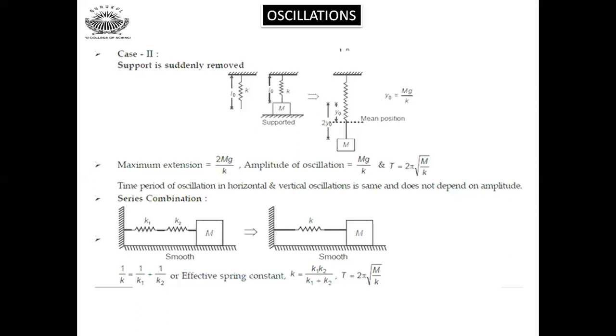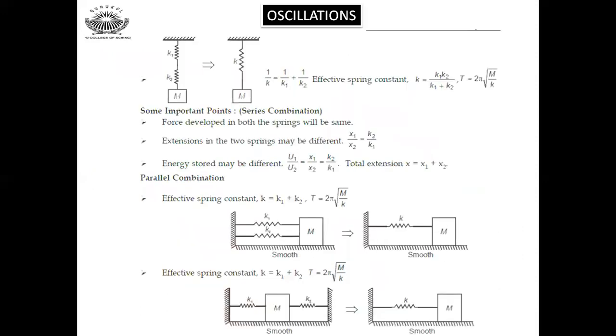So we can substitute the value of k effective there and we can calculate it. Now, this is another series combination, with the same equations. This one is connected in a vertical way, whereas previously it was connected in a horizontal way.